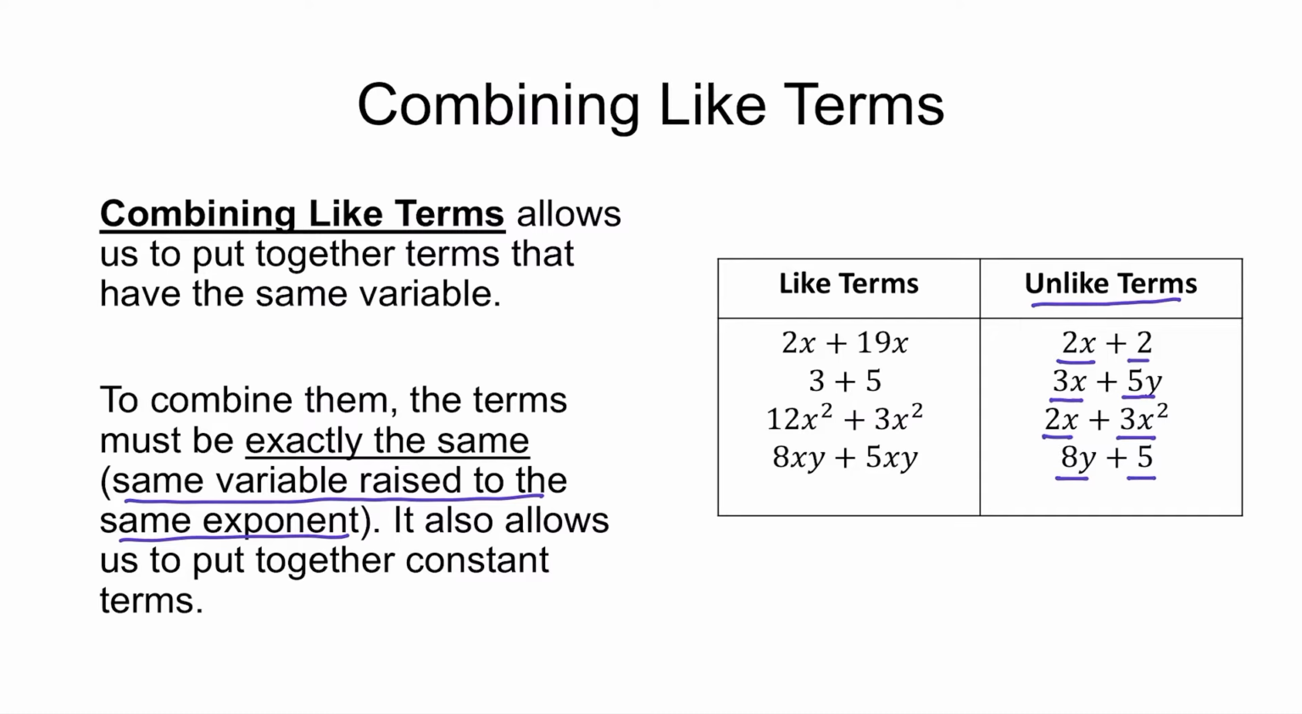So let's look at our column with all of our like terms. 2x and 19x are like terms, and when they combine, we combine the coefficients. So 2 and 19 will give me 21x. 3 and 5 are both constant terms, so when they combine, I get 8. 12x squared and 3x squared will combine, and we will get 15x squared. 8xy and 5xy will combine, and we get 13xy.